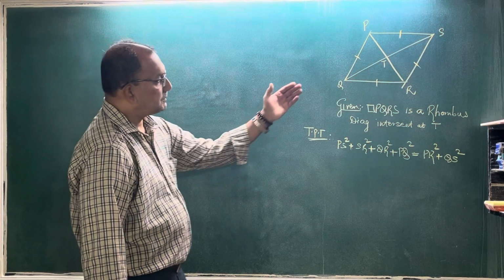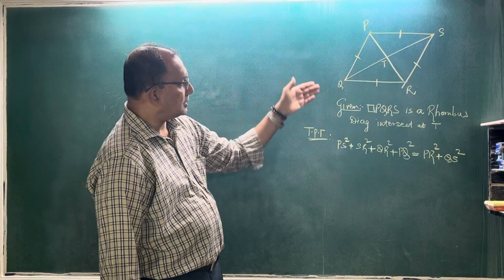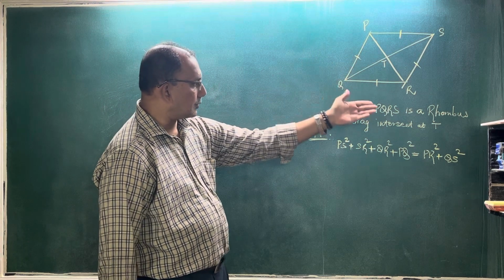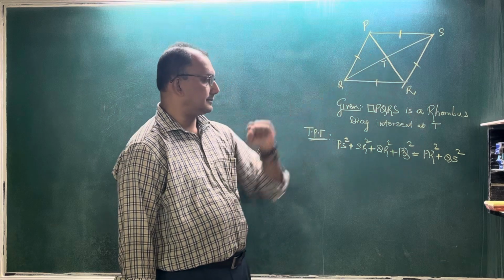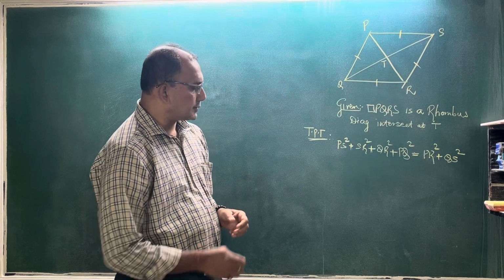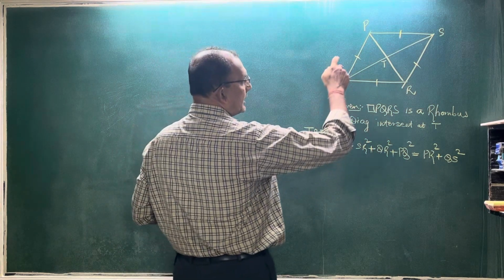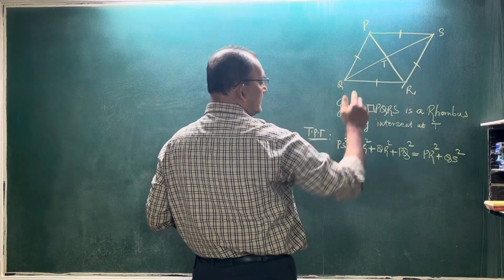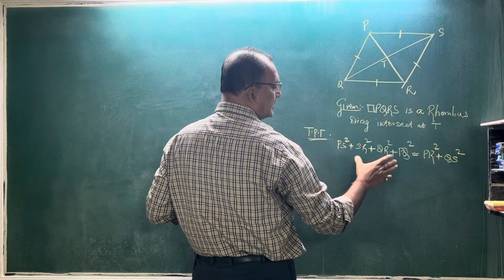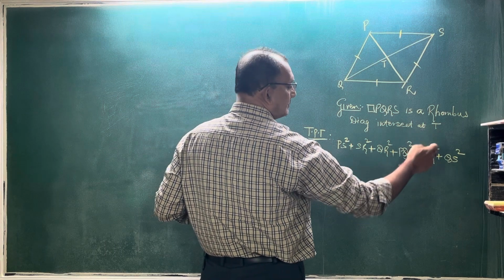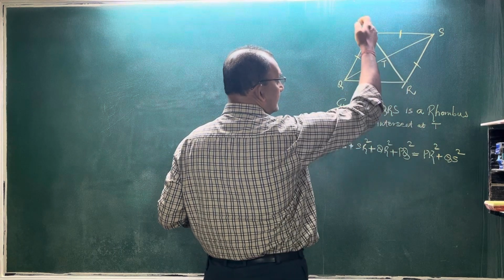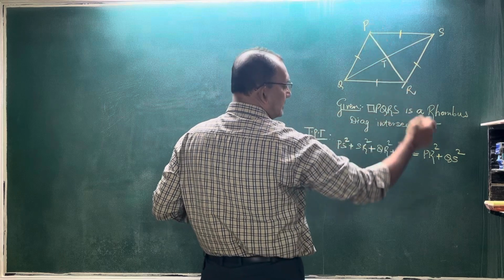And it's given in this particular sum. Quadrilateral PQRS is a rhombus and diagonals are intersecting at point T. We are supposed to prove sum of the squares of all four sides. Sum of the squares of the four sides of the rhombus is equal to sum of the squares of the diagonals. Did you understand?